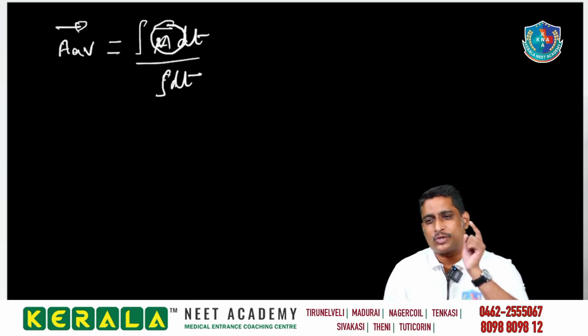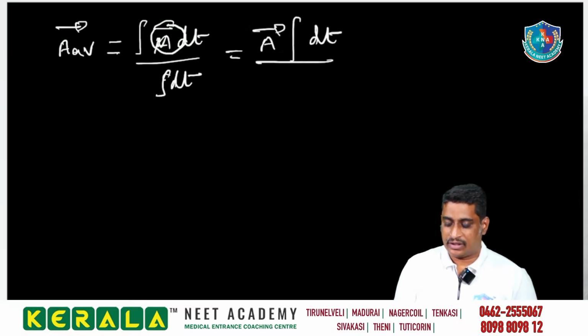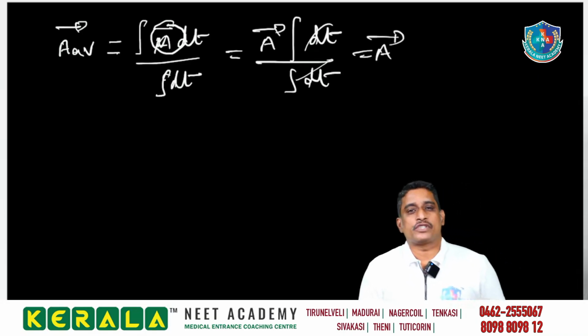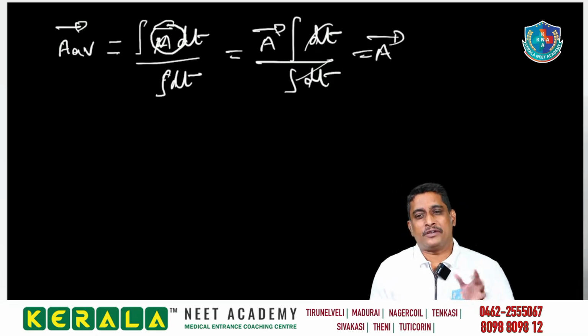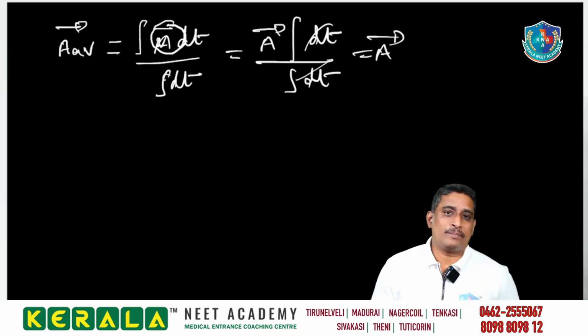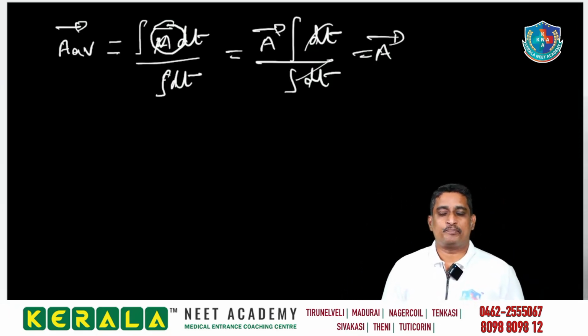If the instantaneous physical quantity remains constant, from this equation a bar will be taken out of the integration, and we are getting integral dt divided by integral dt. Therefore, the average value of the physical quantity will become equal to the instantaneous value for any interval of time. For example, if you take velocity, if the velocity of a particle remains constant, then for any interval of time, the average velocity of the particle is equal to the instantaneous velocity.